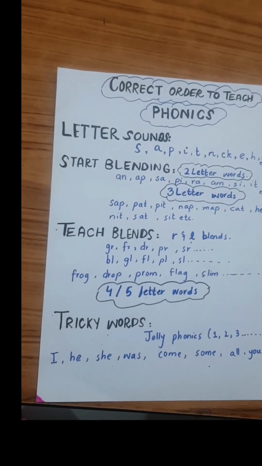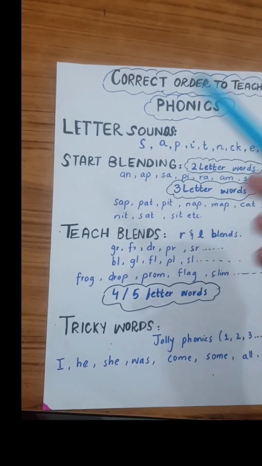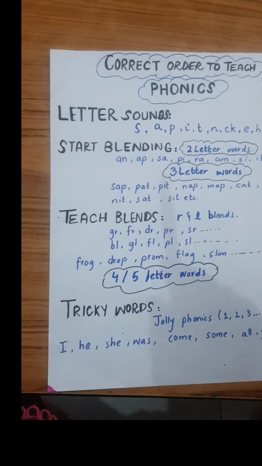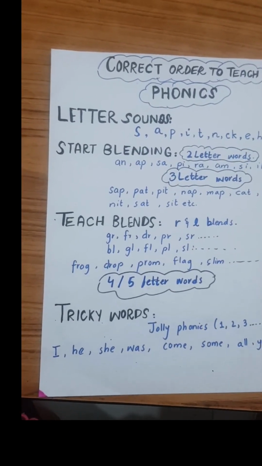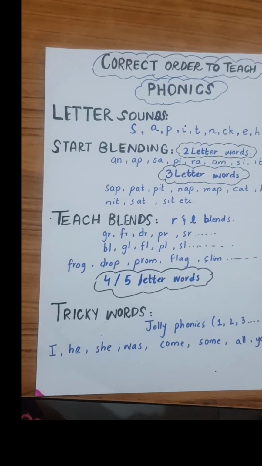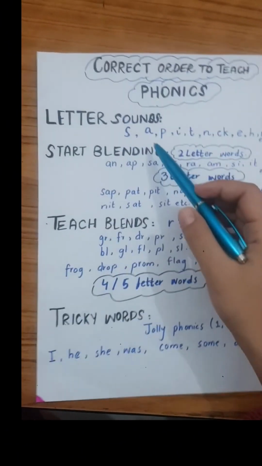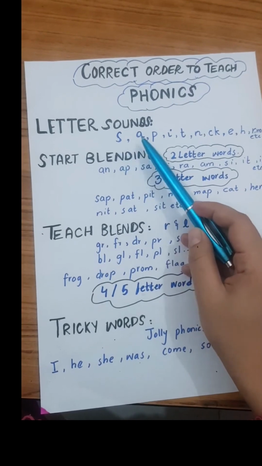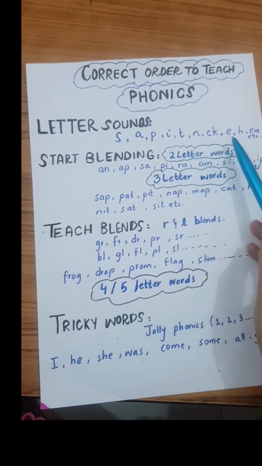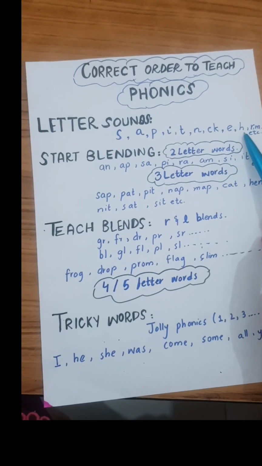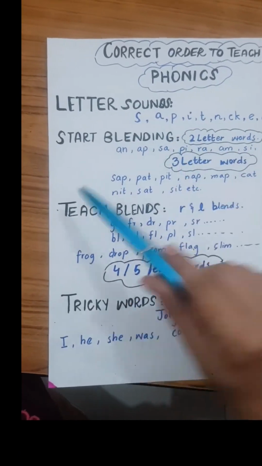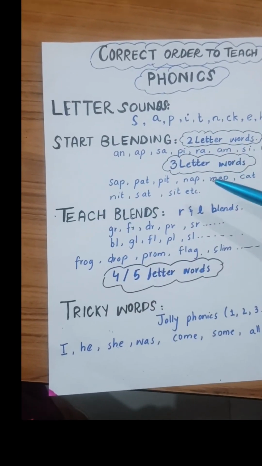First of all, these are my worksheets about the correct order to teach phonics. As you know, here are the letter sounds. The first step is you teach your kids the letter sounds. These are the letter sounds: s, a, p, e, t, n, ch, h, r, m. Ending with these, the next step is to start blending.